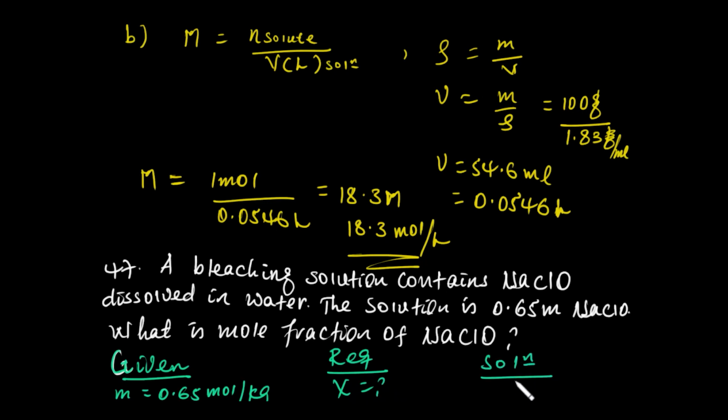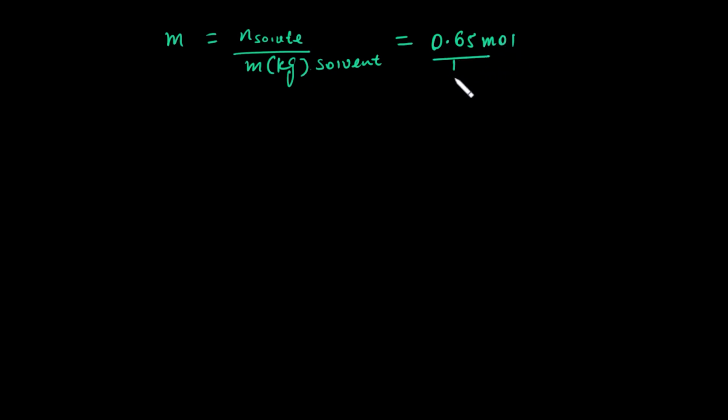Solution. We have molality M is equal to number of mole of solute divided by mass in kilogram of solvent. Then molality M is equal to number of mole of solute divided by mass in kilogram of solvent. Slazi, this is equal to 0.65 mole per kilogram. It's a mole fraction.